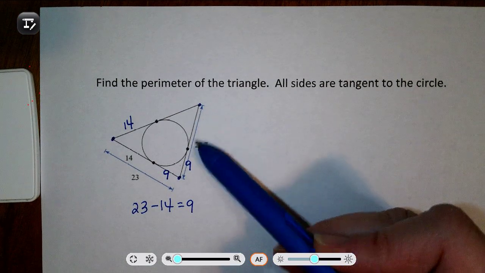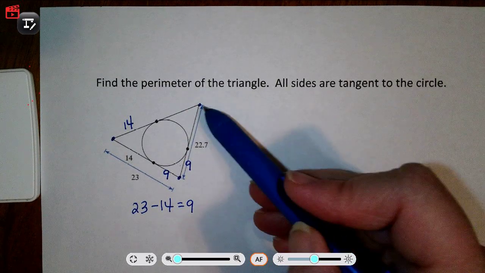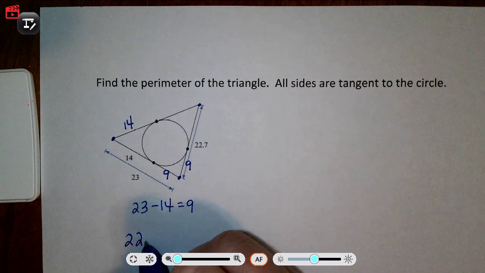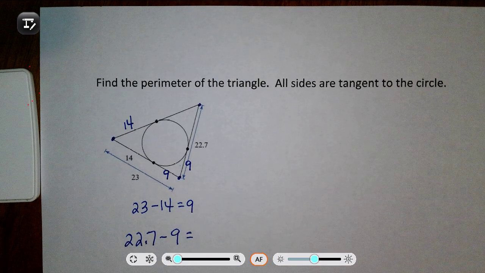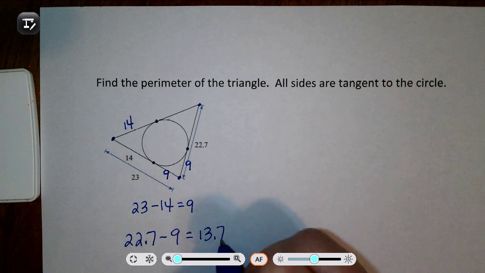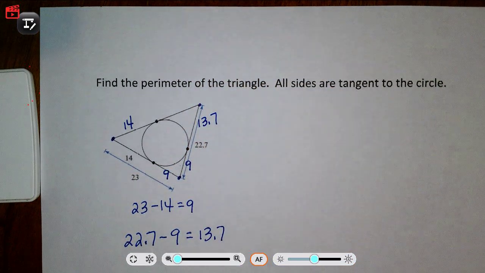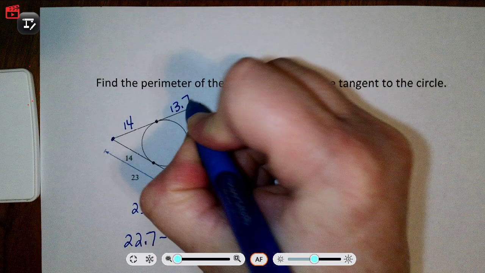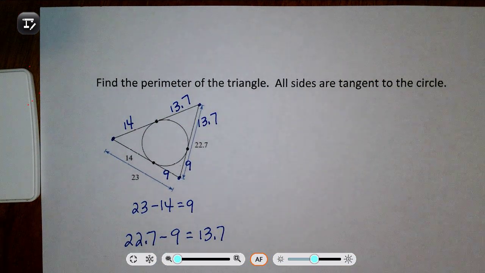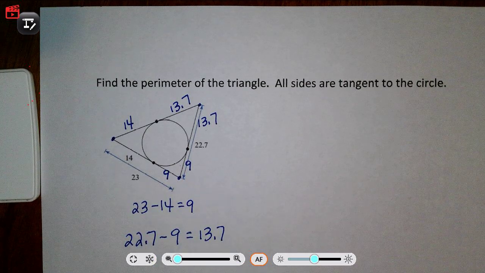Well, I'm getting closer, but I still need to know something about what's going on over here. Again, I know the whole thing is 22.7. I know this section is 9, so I'm going to take that away to see what is left. And I'm left with 13.7. So this piece is 13.7. If this side is 13.7, then this side over here is also 13.7. Now that I have all the pieces, I know that I have 14, 13.7, 13.7, 9, 9, and 14.